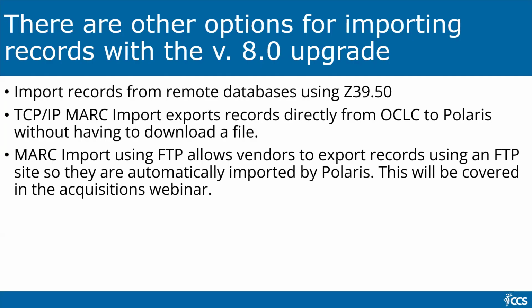Another function that's new is specifically for acquisitions, and I'll go over this with the acquisition staff at the acquisitions webinar. It's the ability to send on-order record files from the vendor to the FTP sites, and then Polaris automatically imports them, like they automatically import invoices. So this will also be more efficient for acquisition staff and will allow them to not have to use the MARC import functions under the Utilities drop-down menu.